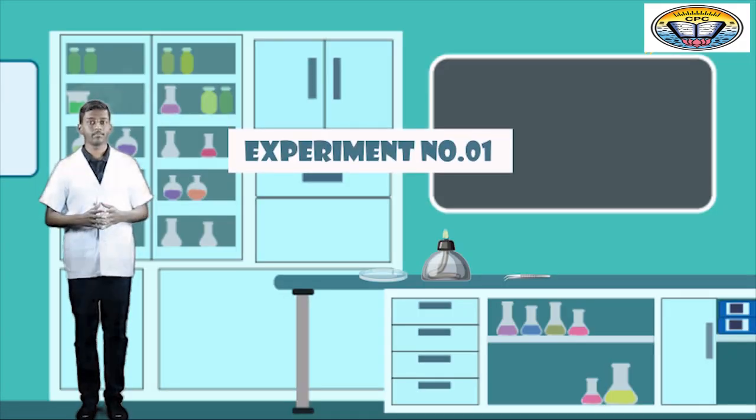Experiment 1. Let us take magnesium wire and burn it. We observe that magnesium wire burns with a dazzling white flame, and we can see that it is converted into a white powder. Now let us perform the magnesium ribbon experiment.